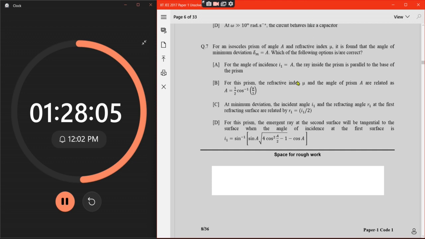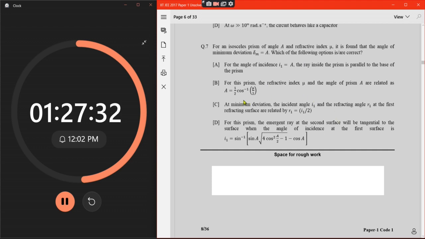We have been given mu. Okay, fine. So your mu is what? Like sine I, sine of A upon sine R, sine of A upon 2. That's just equal to mu. So mu is 2 cosine of A upon 2. Okay. So for this, angle of incidence I1 equal to A, the ray inside the prism is parallel to the base of the prism. Yes, yes, that's exactly what is happening. So A is correct.